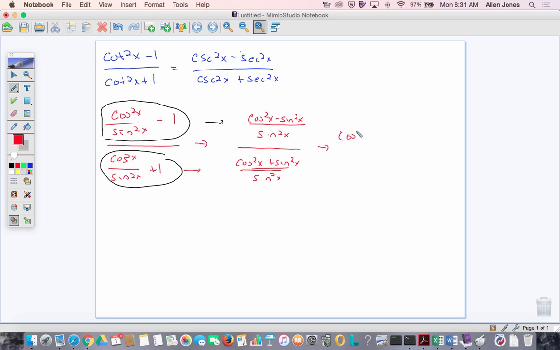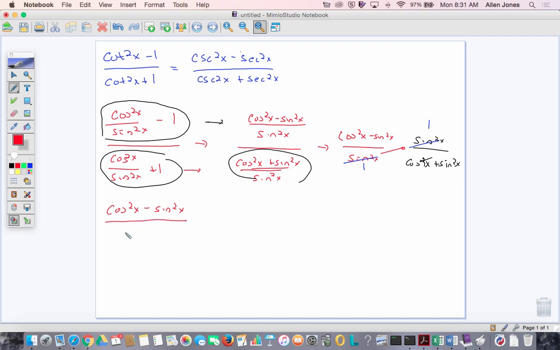So as I just mentioned, multiplying by the reciprocal, I have cosine squared minus sine squared over sine squared multiplied by the reciprocal of this fraction. We're dividing fractions, so we multiply by the reciprocal, and that would give me sine squared over cosine squared plus sine squared. So I'm hoping the obvious note here is that the sine squareds would cancel, and I'd be left with cosine squared minus sine squared.